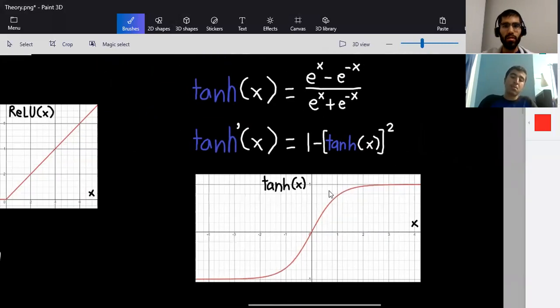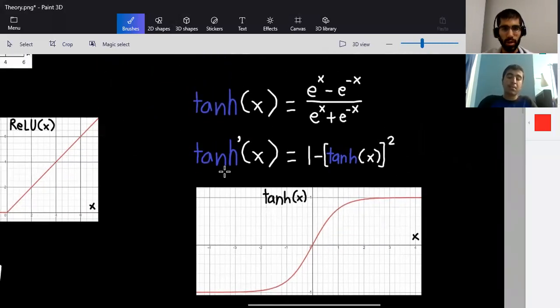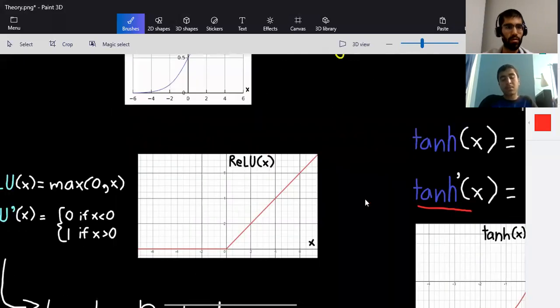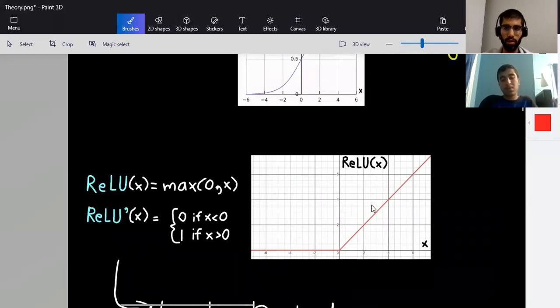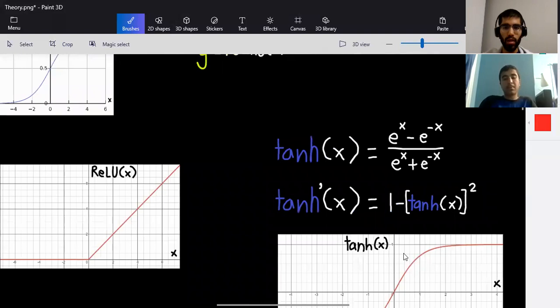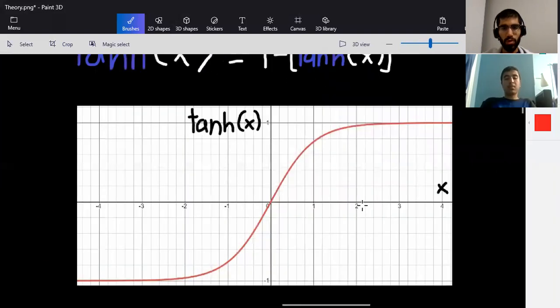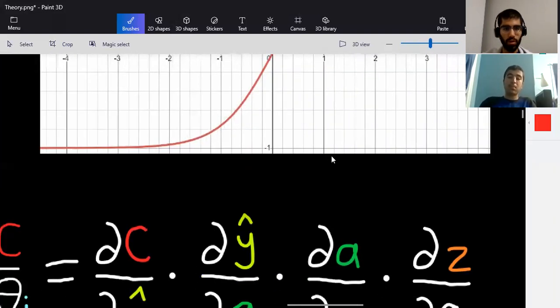Now, that being said, I did finally want to tell you why I am giving you these derivative terms for the ReLU and the tanh functions. Remember, when we're doing backpropagation, here's what's going on.